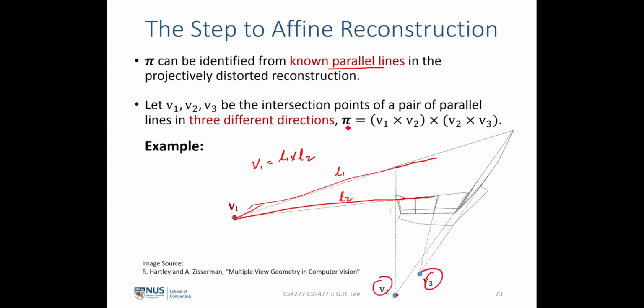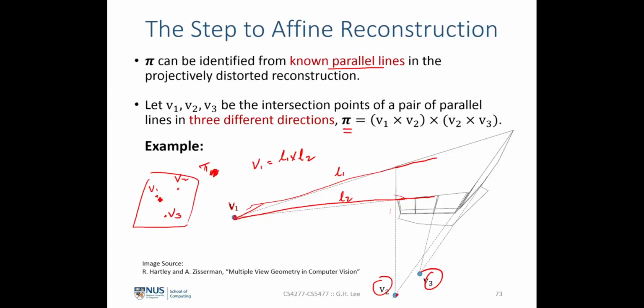So pi here, the plane at infinity, is supposed to contain V1, V2, and V3, because these are ideal points, vanishing points that are supposed to lie on the plane at infinity. But in the case of projective ambiguity, or projective distortion, we can see that all these 3 points are now in a finite location, as well as the plane at infinity, which is also at a finite location. But we can simply define this plane, which we denote as pi, as the cross product.